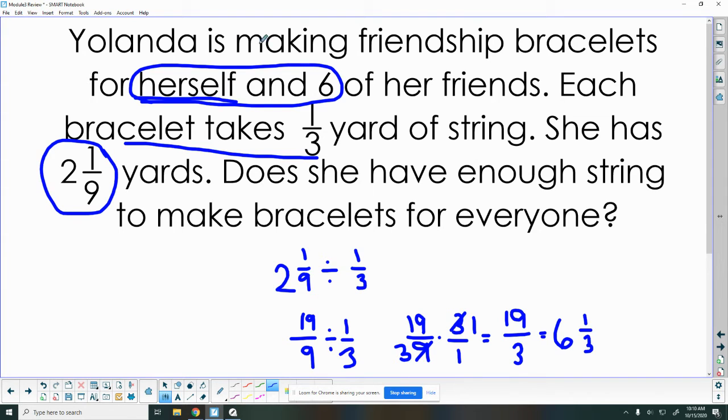So she's actually making 6 plus 1 bracelets. She wants 7 total bracelets. So no, she does not have enough to make another bracelet for everyone. She can give them to her friends, but she only has 1/3 of a yard left of string. And so 1/3 of a 9th, I should say. So she does not have enough string to make enough for everyone. She would have to go buy more string to make that last bracelet.